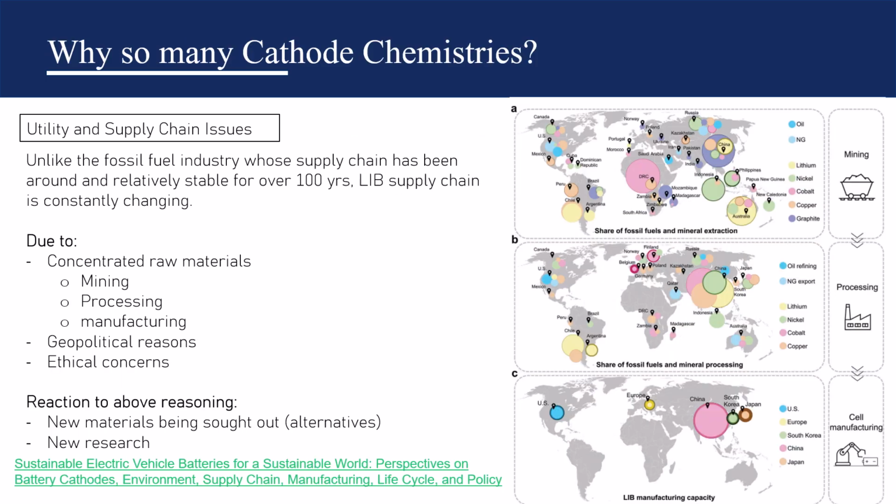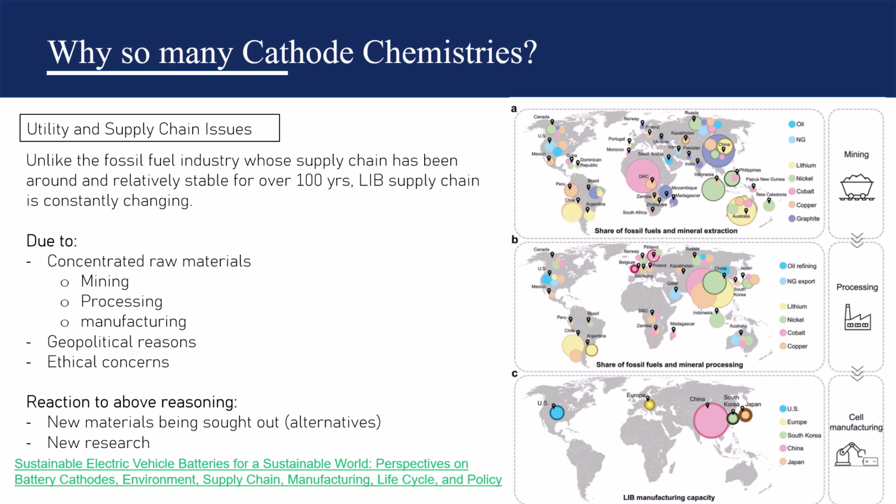So one might ask themselves, why are there so many cathode chemistries, and why do we not just focus on one, improve it so that it can be used in multiple industries? Well, as discussed, there's utility. Each has their own advantage and disadvantage, and there's also supply chain issues.